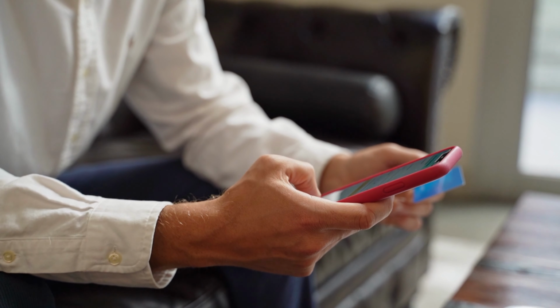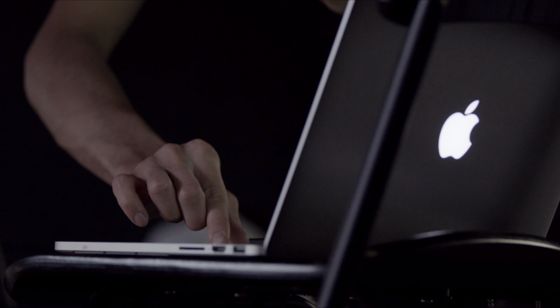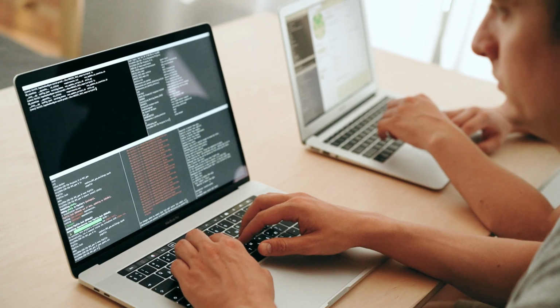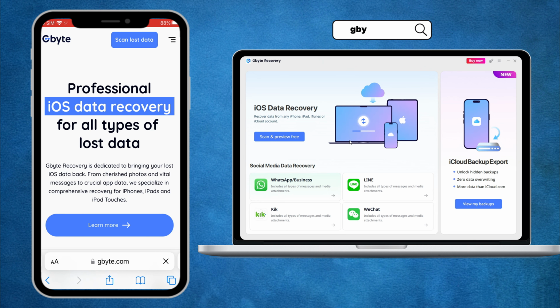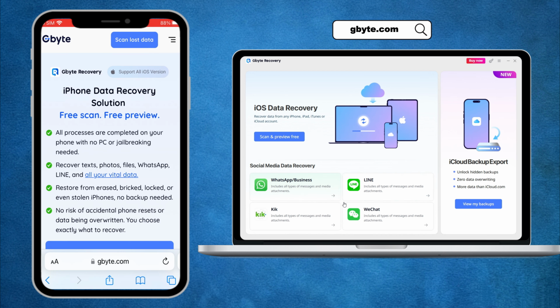Don't even think about using iTunes. That thing will only tell you to restore factory settings. What we need is deep repair mode. Gbyte's principle is to try to bypass the system drivers that malfunction due to water damage or impact, making it simple and convenient to do at home.